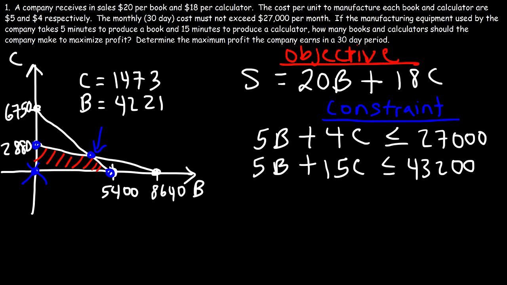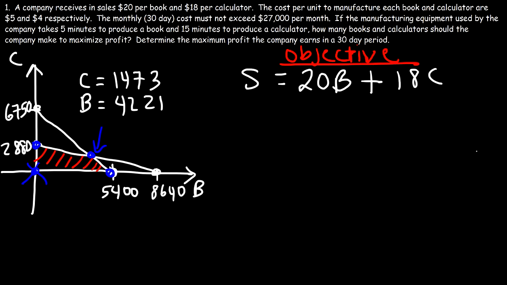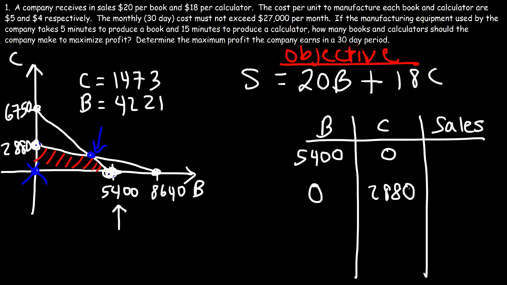So now that we have all of the points of interest, let's make a table. We don't need the constraint equations anymore. So we're going to have B, C, and the sales. The maximum number of books that we can have represents this x-intercept, which is 5,400 books with 0 calculators. And then this intercept tells us that we have no books but 2,880 calculators.